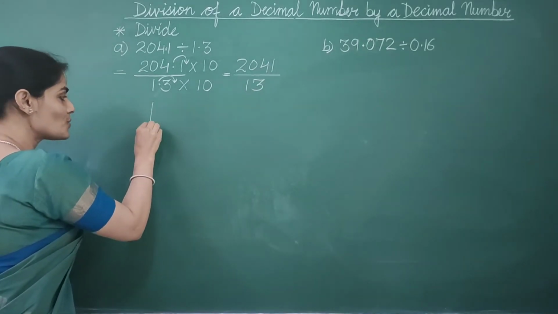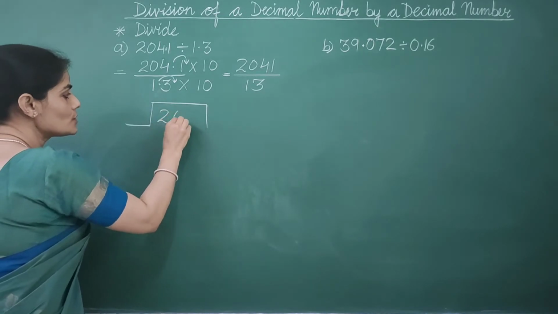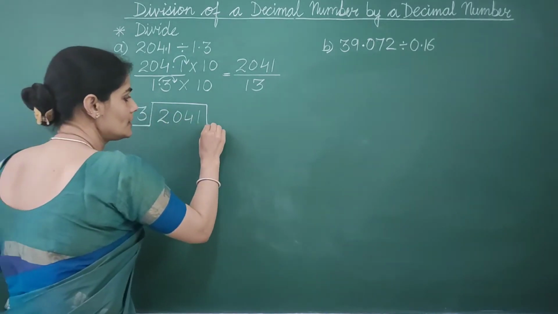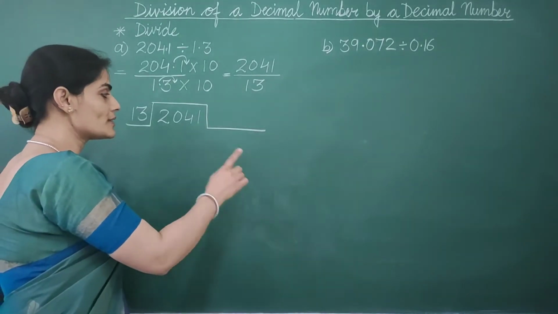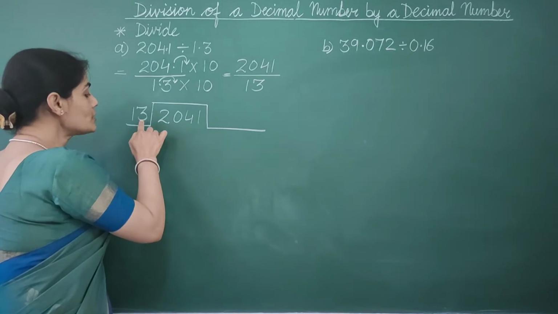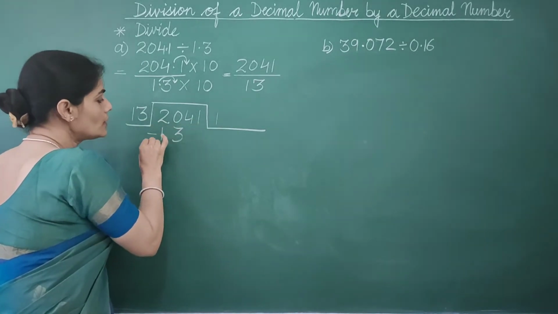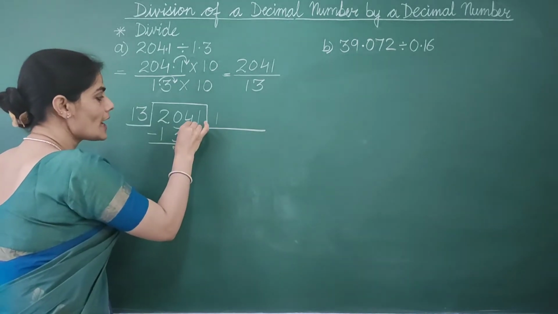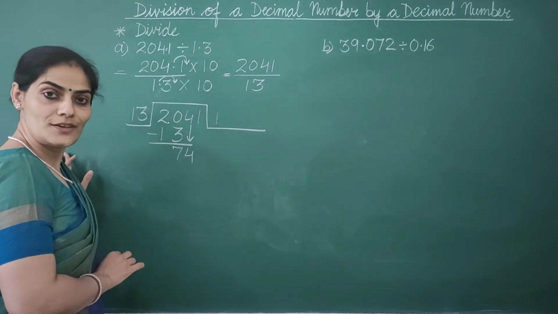Let's start with the division now. I write the dividend 2041 here and the divisor 13 on the left side of this parenthesis. Let's start with the division. Now 13 times 1 will give us 13. 20 minus 13 is equal to 7. I bring down this digit 4 and we have 74.